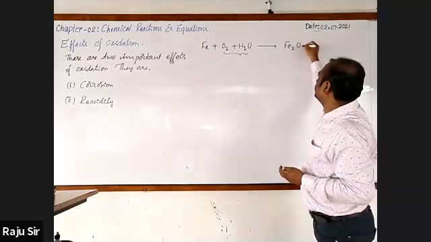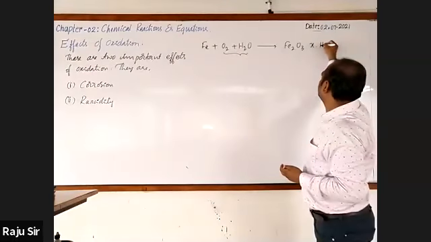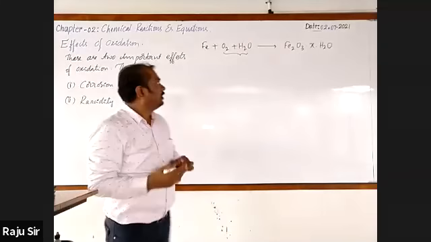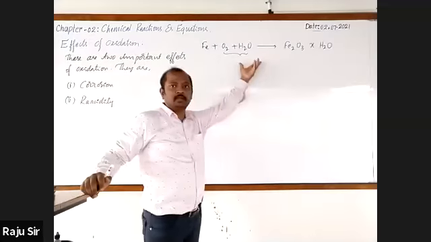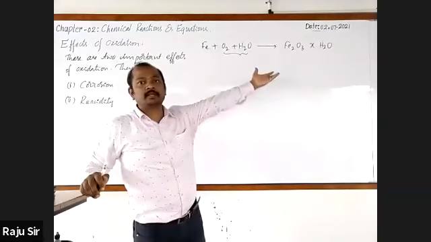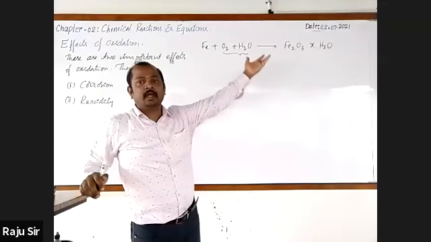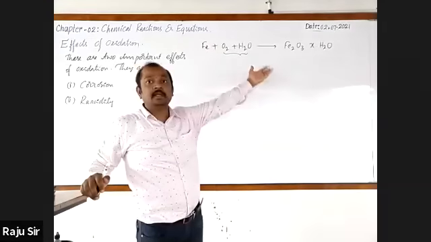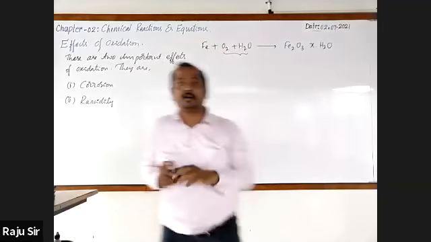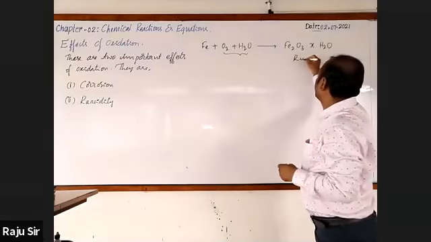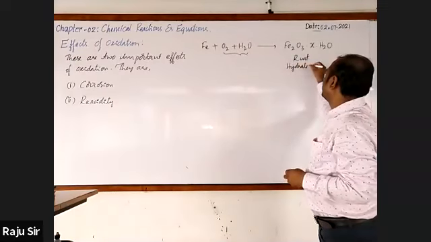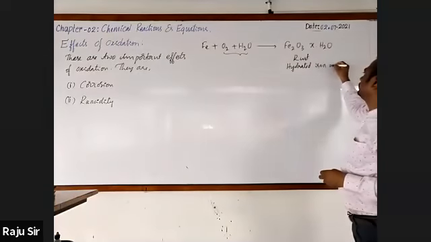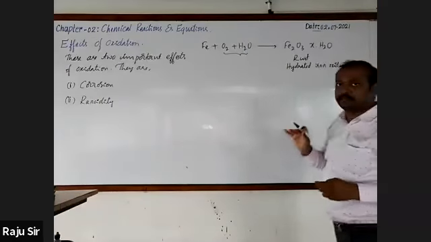Observe it. It is Fe2O3.xH2O, not balanced. When iron reacts with oxygen and water, it produces a brown-colored substance called rust. The chemical name of this rust is hydrated iron oxide. Hydrated iron oxide. Please don't copy anything afterwards. I'll give you the points.